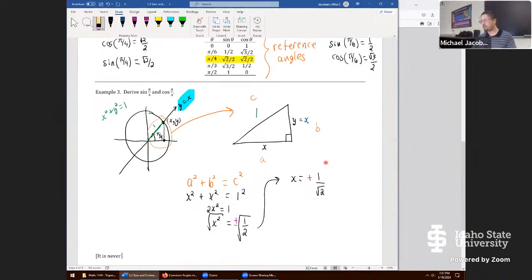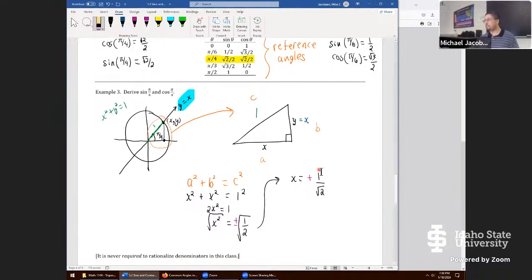It is never required to rationalize denominators in this class. So I just want to put that there as an overall emphasis. If you decide to use 1 over root 2, you're not doing anything wrong.